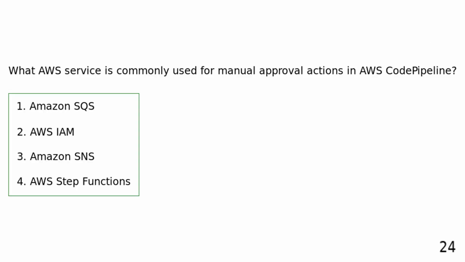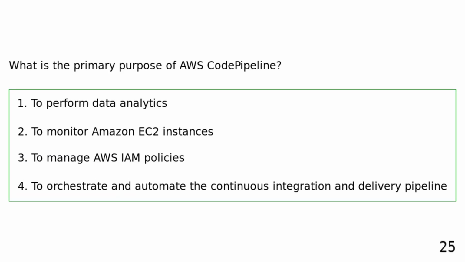What AWS service is commonly used for manual approval actions in AWS CodePipeline? Amazon SQS. AWS IAM. Amazon SNS. AWS Step Functions. Amazon SNS is commonly used for manual approval actions in AWS CodePipeline to notify stakeholders for approval steps in the pipeline.